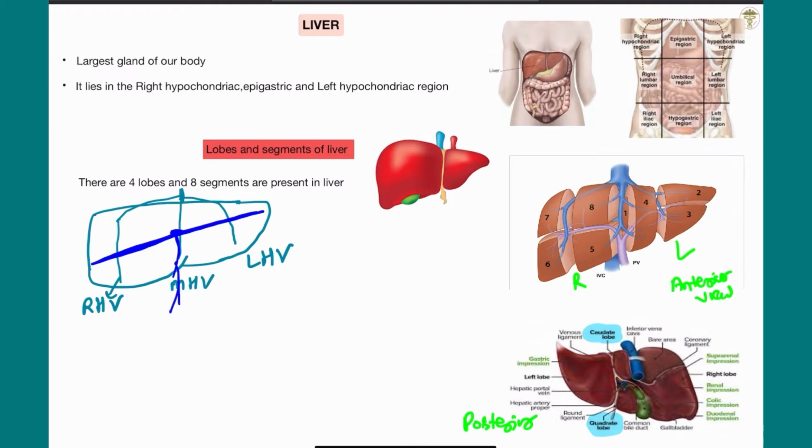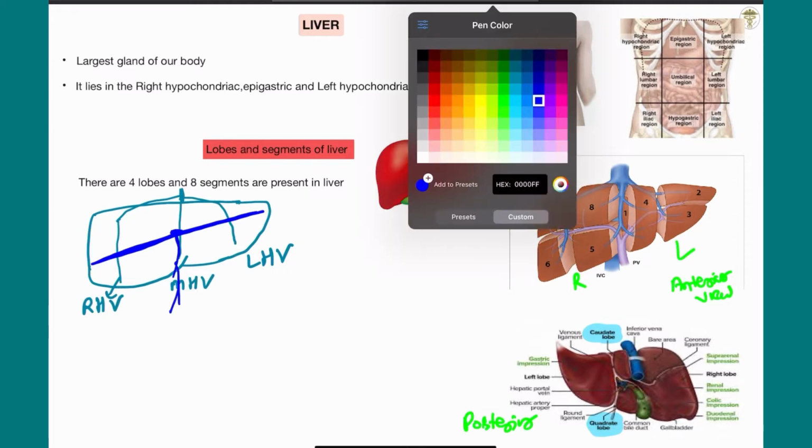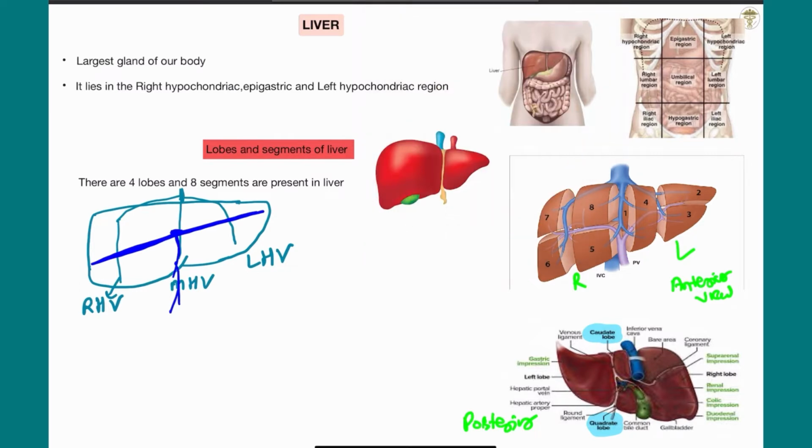Here I will write the names of the segments, the 8 segments. Where are the 8 segments? This is the first segment of the liver, this second, third, fourth, fifth, sixth, seventh, and eighth. Please always learn the names of the segments in the clockwise direction. First of all, start from the first segment, and then go in the clockwise direction.